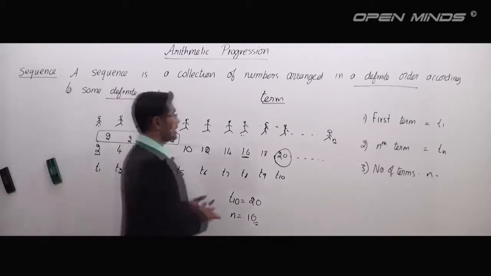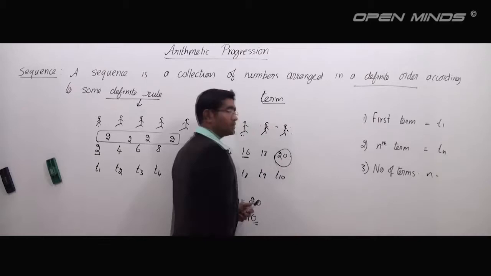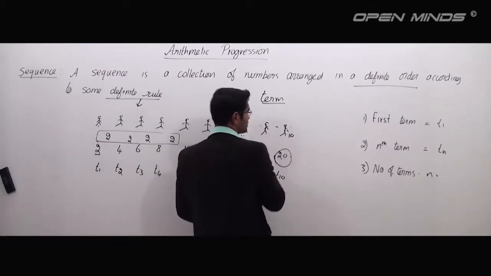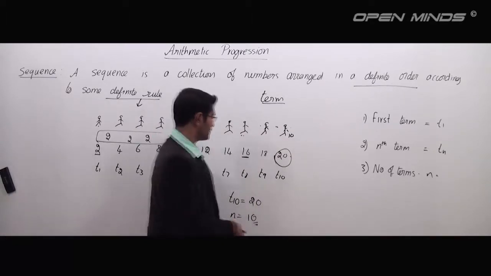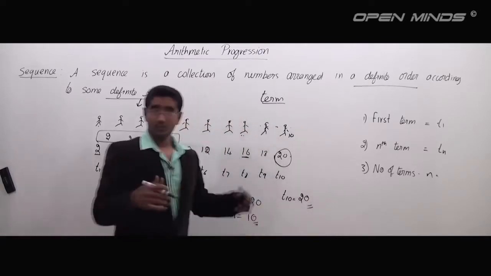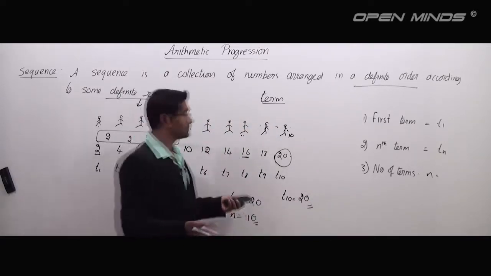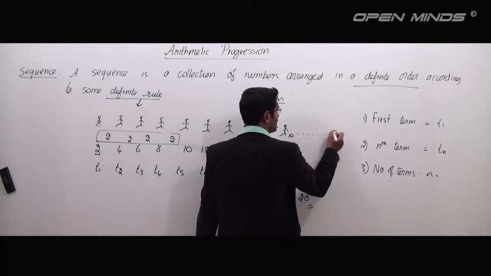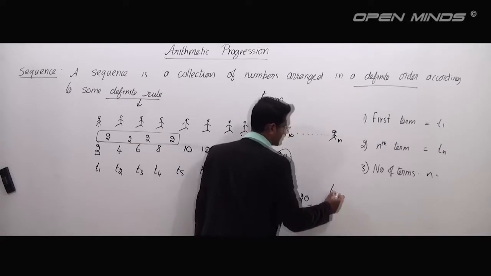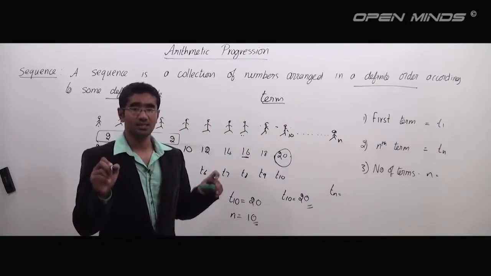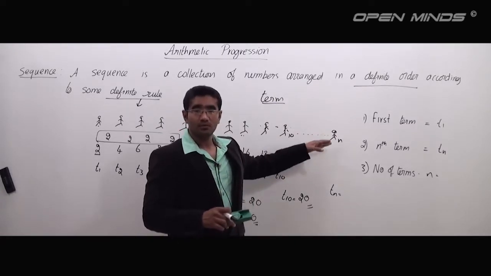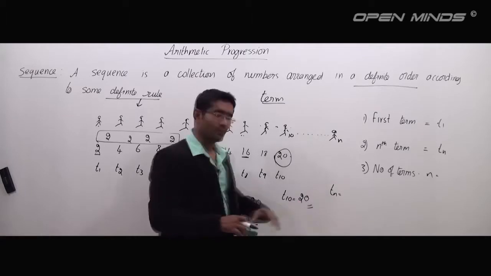Let's suppose I only had 10 students in the class. Who's the last guy? The last guy is T10, and the value of this guy is 20. Now let's suppose I don't know the number of students. I don't know at all. So I say the last guy is given as Tn, because I don't know which position he stands in. If I knew the number of students, I could have given a position, but I don't, so I call it Tn.